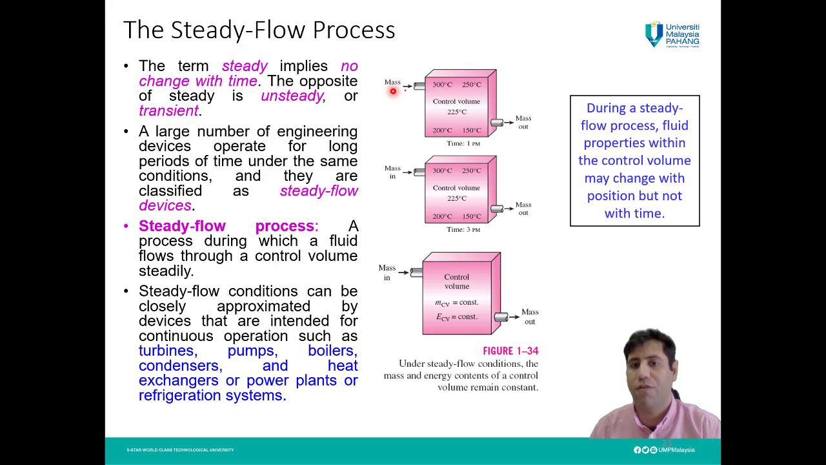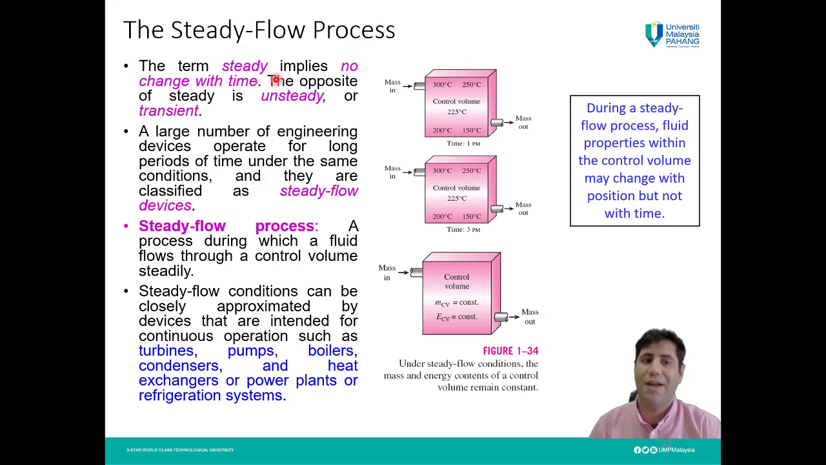We have a flow of mass to the system. By its properties, you can check the temperature is constant at time 1 p.m. Again the same system at 3 p.m., after 2 hours, however, we have a mass in to the system. The temperature has not changed. 300, 300, 200, 200, and the system is not changed because of this mass. So we call this a steady flow process.